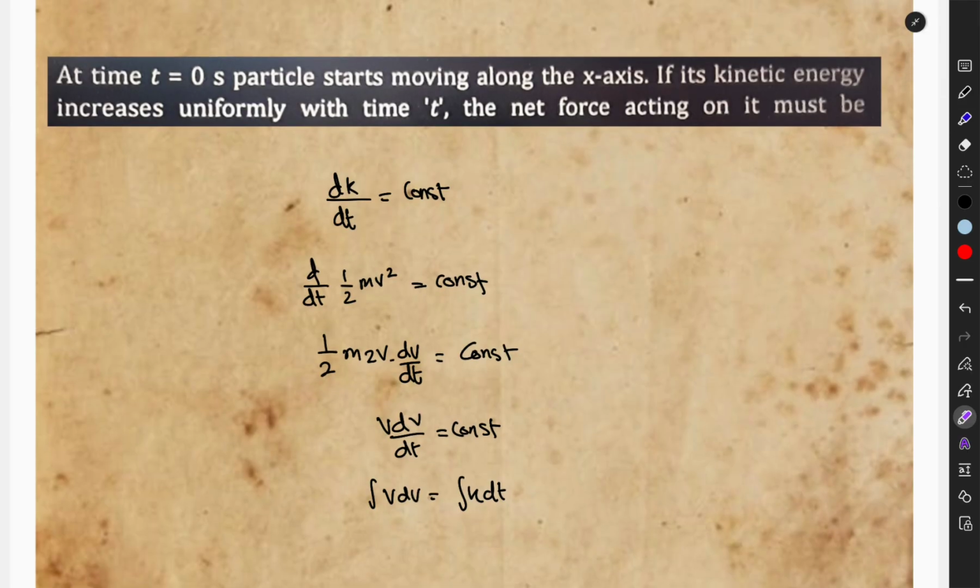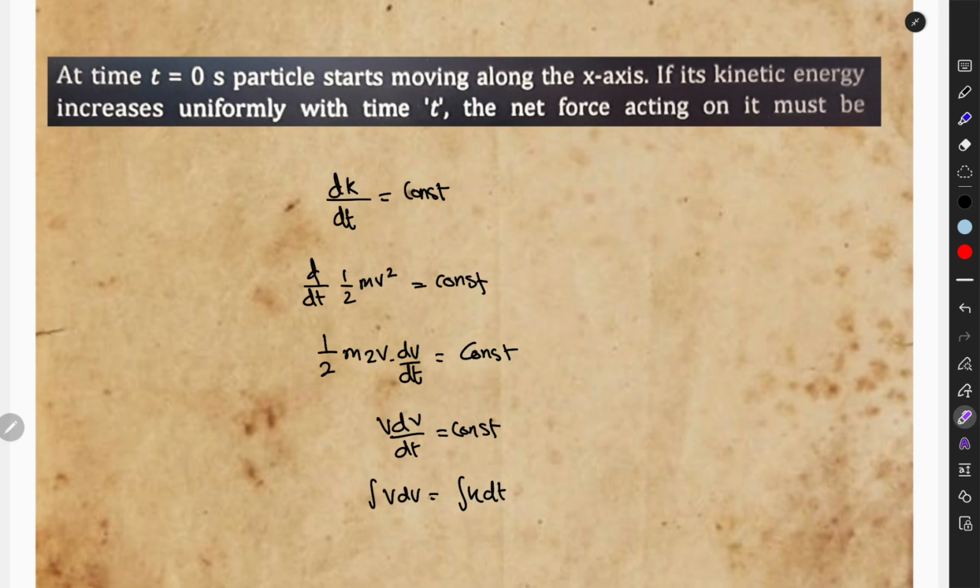So yeah, same type of question. At time t, a particle starts moving along the x-axis. If its kinetic energy increases uniformly with time t, the force acting on it must be. So what they have given is kinetic energy increases uniformly, which means the differentiation of kinetic energy will be constant. So dK/dt is constant.